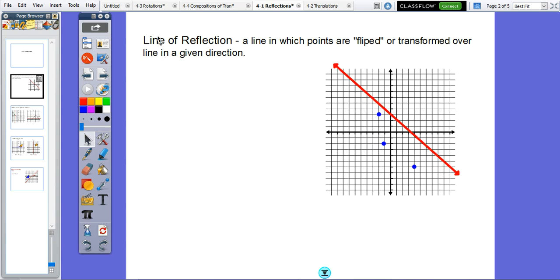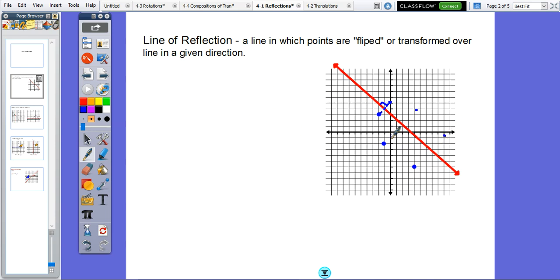That line, we call a line of reflection. Everything will go perpendicular across that line. So for example, this point will go perpendicular. If I were to connect these 2 points right here, it will make a right angle with my line of reflection. Same thing with the other points. They should make an exact same copy. So they're going over that line.